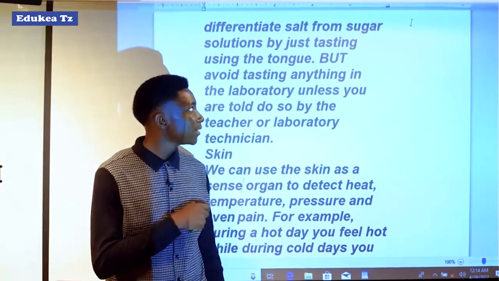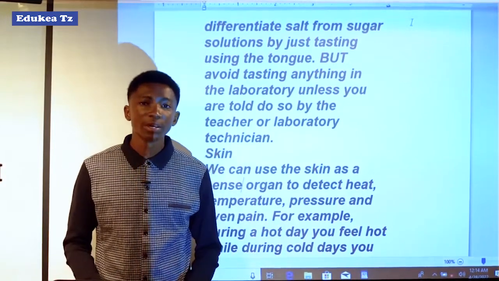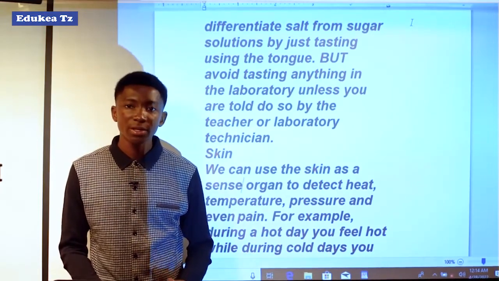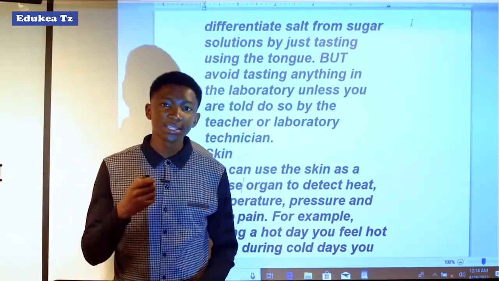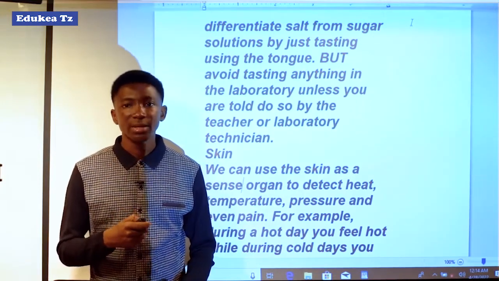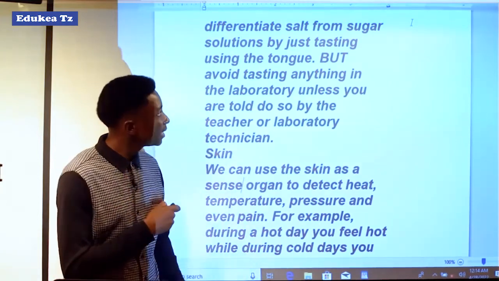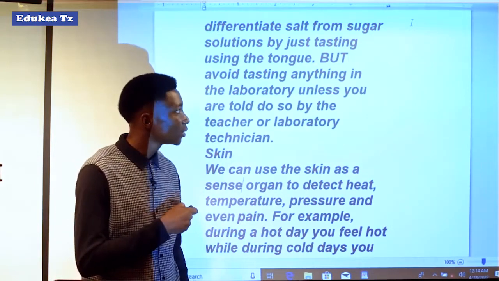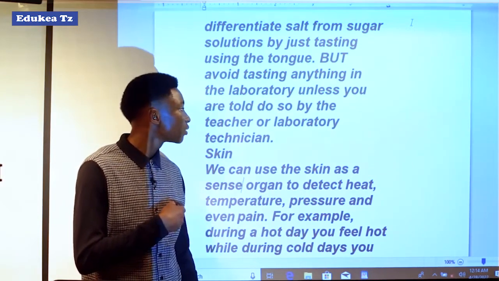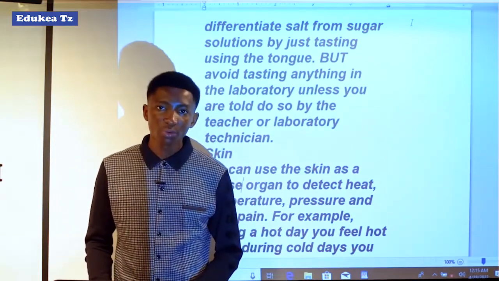Okay, so let's proceed. In doing observation in the laboratory, you must follow the procedures and the instructions. That's why we say don't taste or touch anything without being permitted by the laboratory technician or your teacher. Avoid tasting anything in the laboratory unless you are told so by the teacher or laboratory technician. And that is how you can do it.